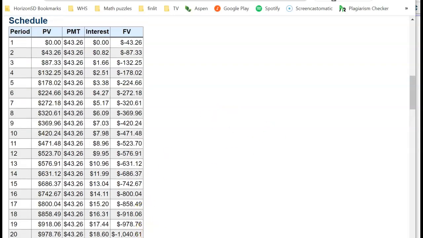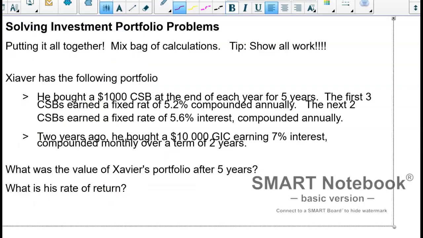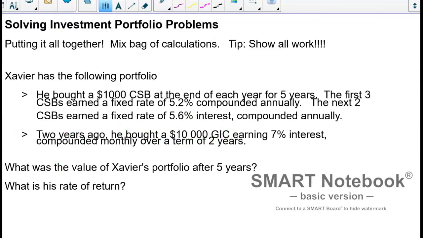Okay, let's flip back and do the last question. A portfolio, which you need to add to your vocabulary list for this unit, is a collection of investments, or a group of investments. All right, Xavier has the following portfolio. He bought $1,000 of Canadian savings bonds at the end of each year for 5 years. So the first one he bought would last 5 years. The second one he bought will last 4 years. Third one, etc.